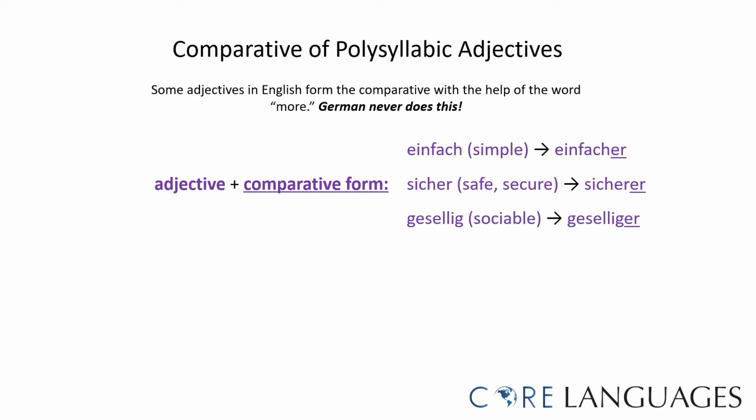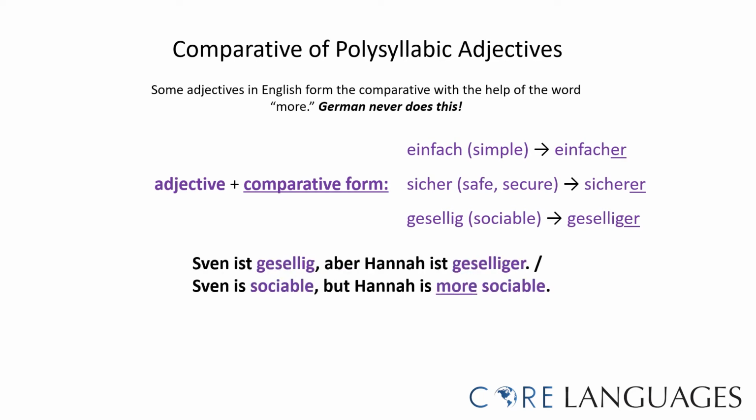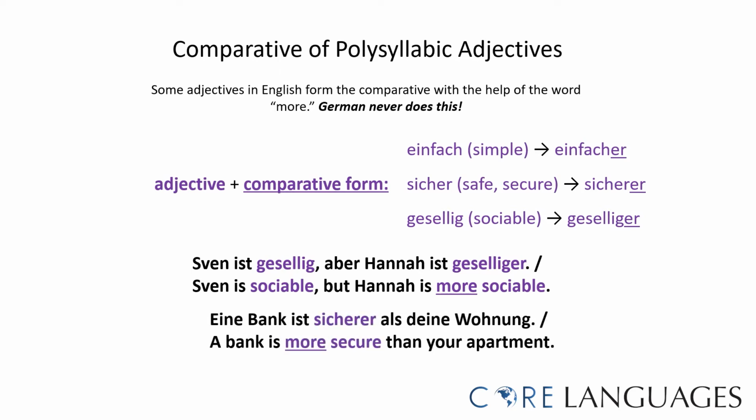Gesellig, which is sociable. Geselliger, more sociable. For example, Sven ist gesellig, aber Hannah ist geselliger. Sven is sociable, but Hannah is more sociable. Eine Bank ist sicherer als deine Wohnung. A bank is more secure than your apartment.